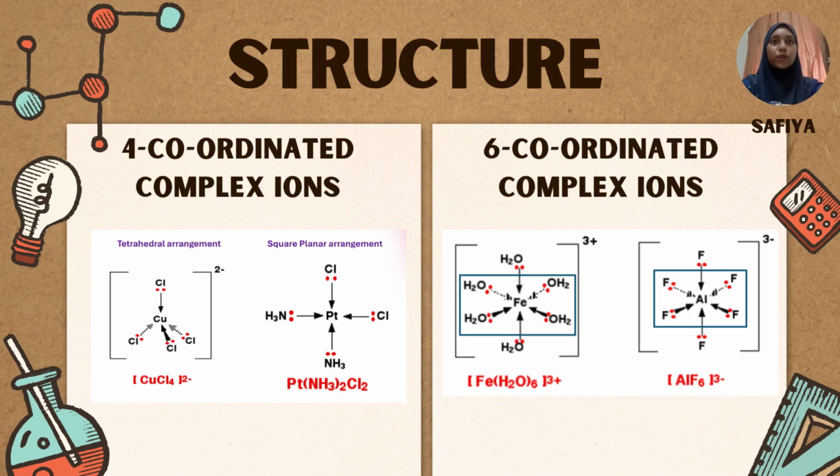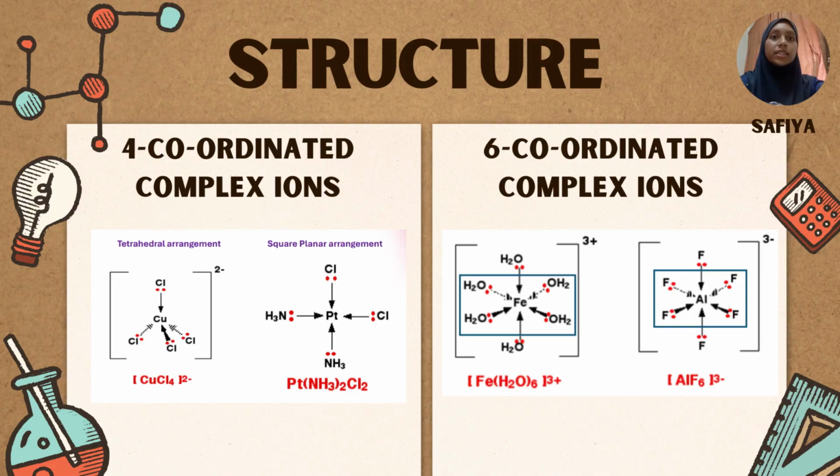So, these are the 4 coordinated complex ions and 6 coordinated complex ions. In the diagrams we can see the tetrahedral and square planar arrangements. For the tetrahedral arrangement, copper is the metal while Cl is the ligand, which is a weak ligand. That's why it gives a tetrahedral arrangement. For the square planar arrangement, platinum is the metal while NH3 and Cl are the ligands. NH3 is a strong ligand, that's why it gives a square planar arrangement. Like the tip I just said, platinum and nickel with strong ligands will give square planar arrangements.